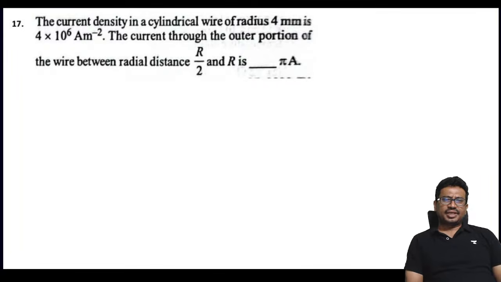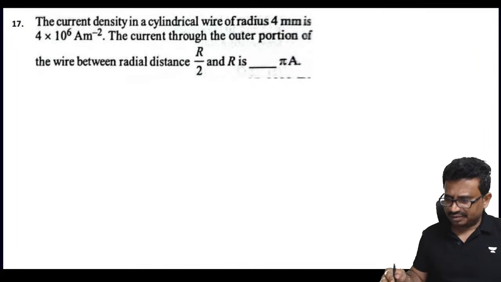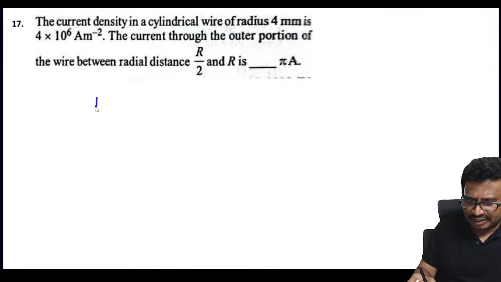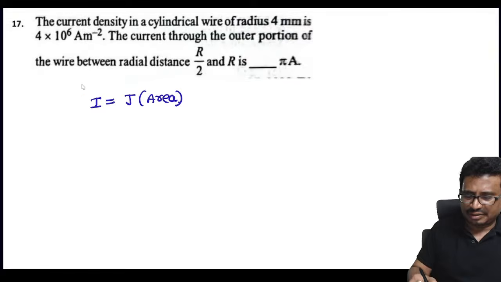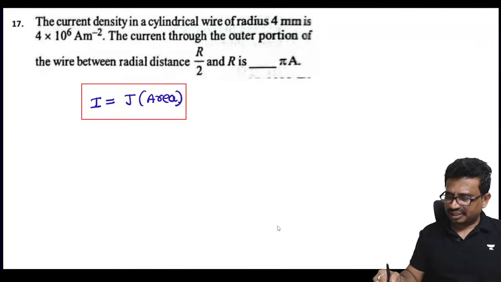Next one. The current density in a cylindrical wire of radius R is given as 4 into 10 power 6. The current through the outer portion of the wire is asked. Current is given by current density J into area. They ask us to find the current.